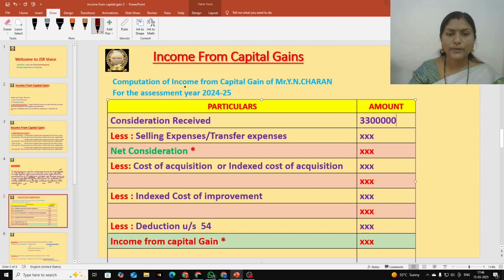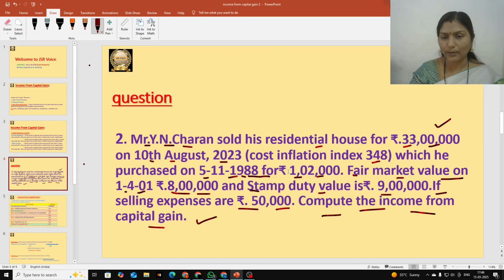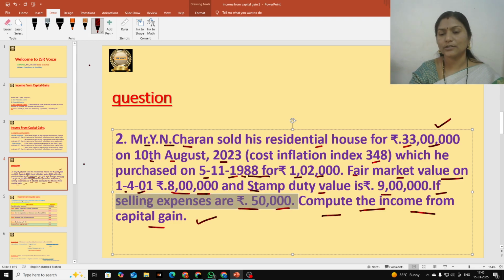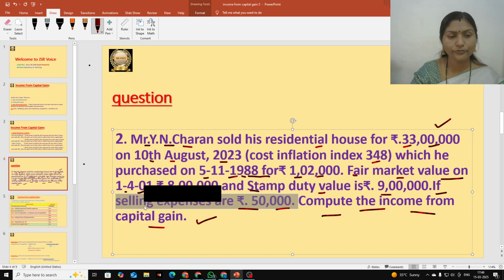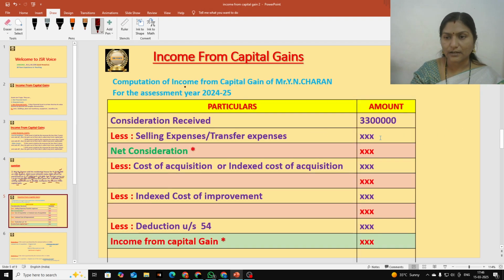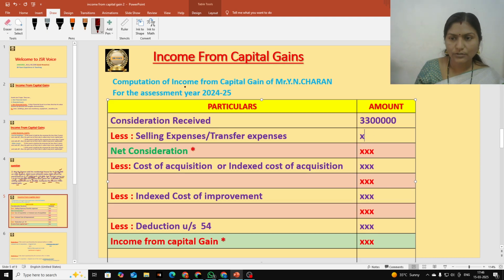Next is selling expenses. Selling expenses are nothing but transfer expenses. That is also available in the question. It is 50,000. Let us record selling expenses in that place. So 50,000 we are going to write. And 50,000 we should deduct from 33 lakhs. How much are we going to get? We are going to get 32 lakhs 50,000.